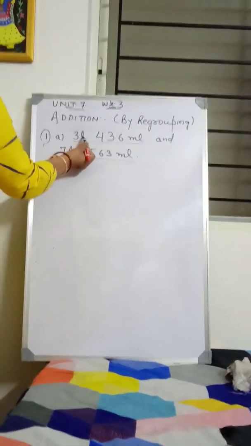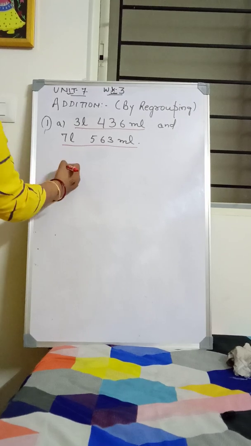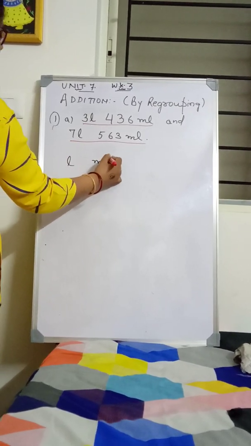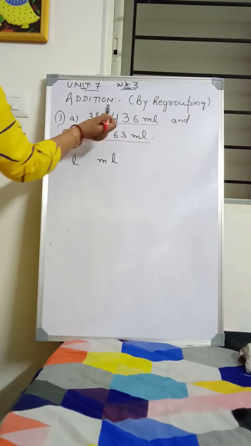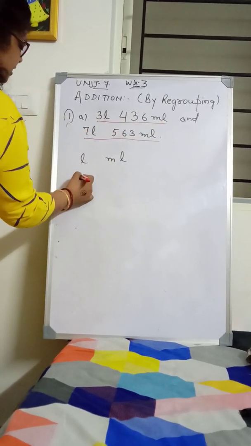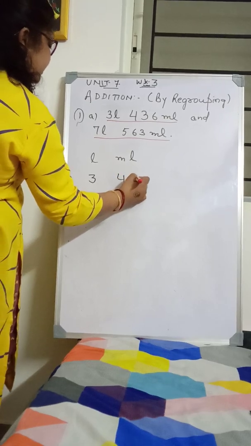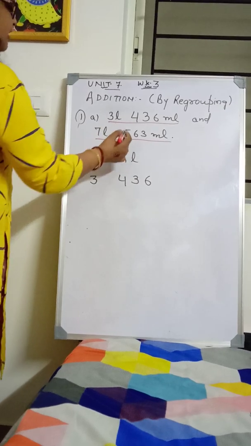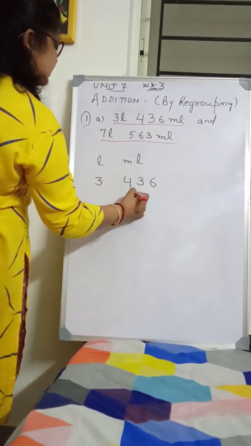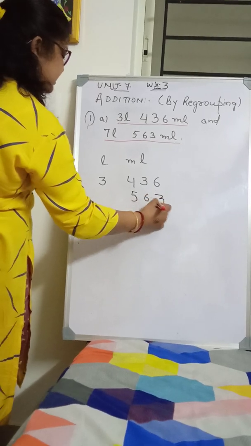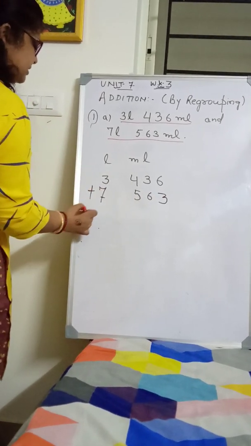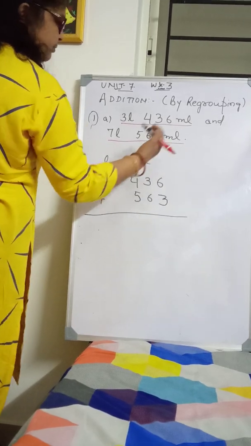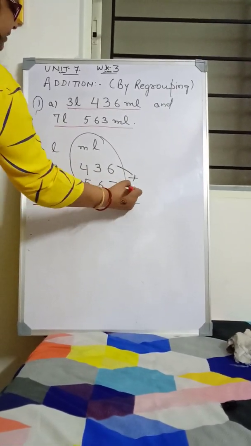So here the liter and milliliter section is there. So we will make two columns, liter and milliliter. So firstly write down 3 liter 436 milliliter. Now come just below it, write the second unit, 7 liter 563 milliliter. Now let's do the addition. Now we will add from the right hand side, and we will add the unit milliliter. So let's add 436 plus 563.